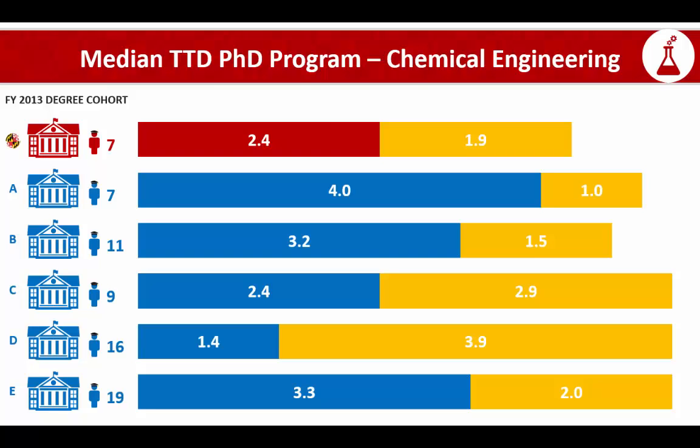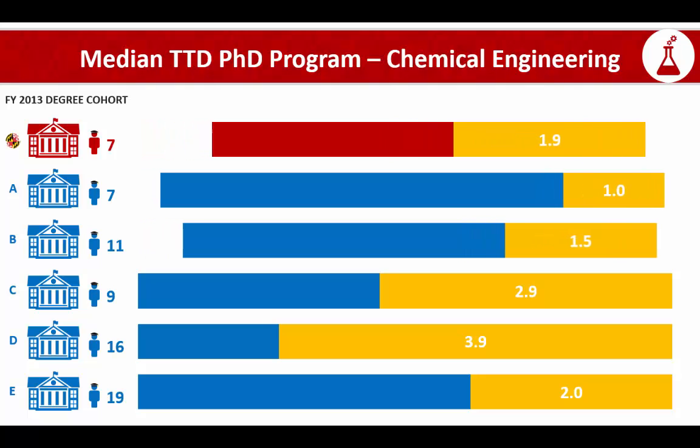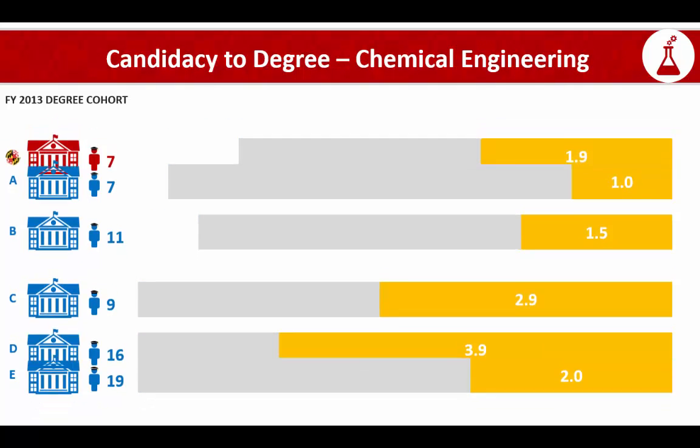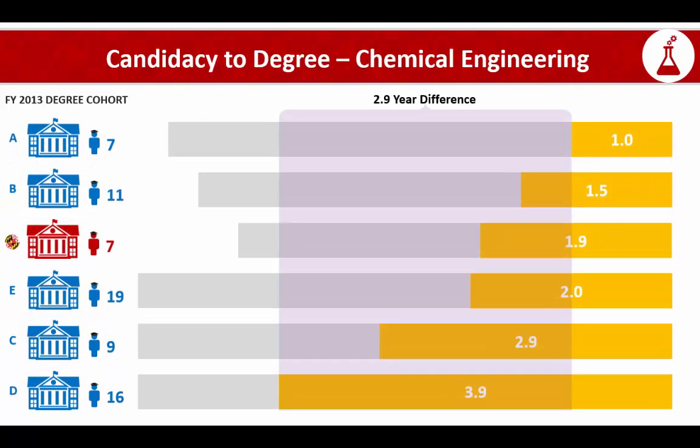We look at the data again in a little bit of a different way. Here you can see the blue and red bars actually represent the median number of years before a student enters candidacy, and then the yellow bars represent the years within a program spent after candidacy. And so here you can see how that variance plays out a little bit more intensely, with there being a 2.9-year difference between the lowest and highest number of years post-candidacy in the chemical engineering graduate program.